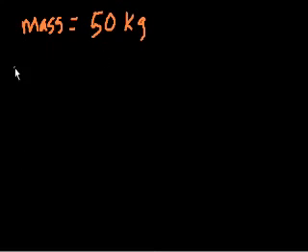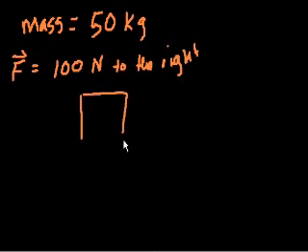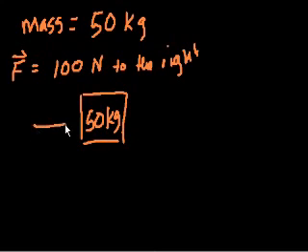Let's say that I apply a force of, so we know that force is a vector, let's say I apply a force of 100 newtons, and let's say I apply it to the right. So this is the object, 50 kilograms, and I'm applying a force to the right of 100 newtons. So what's going to happen to this object?